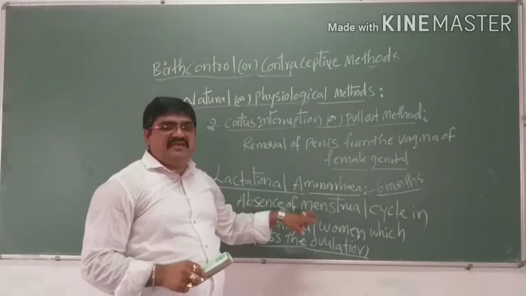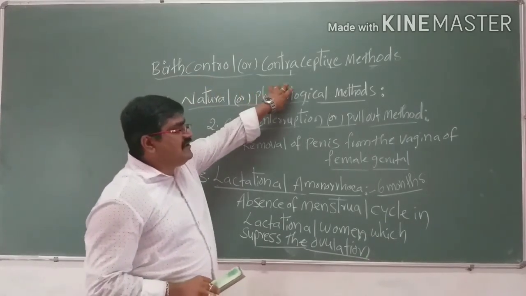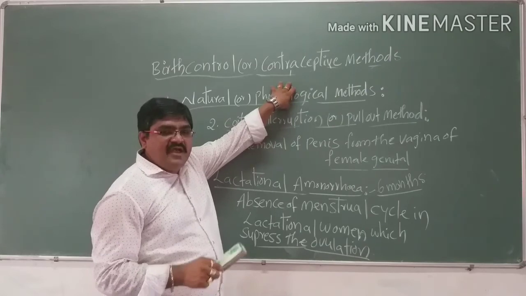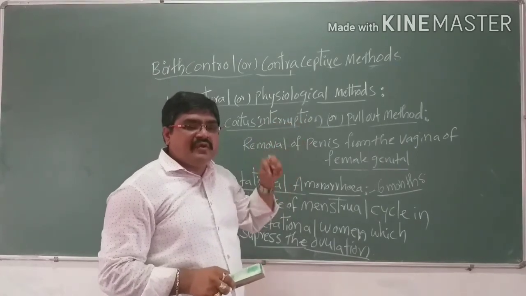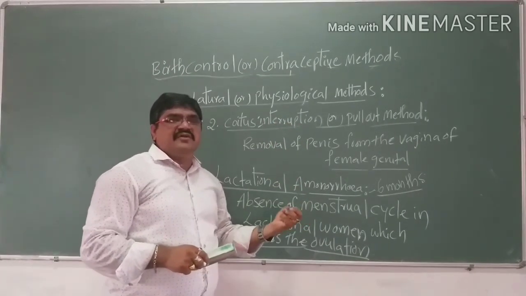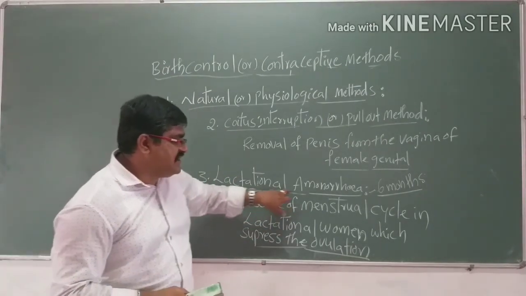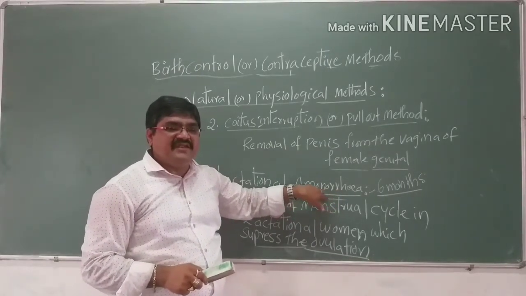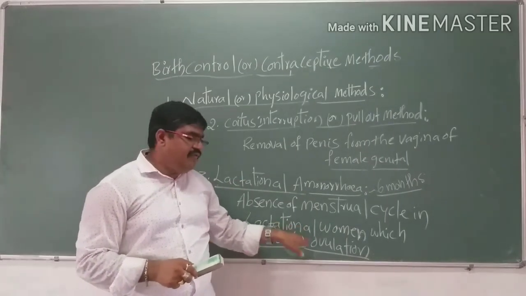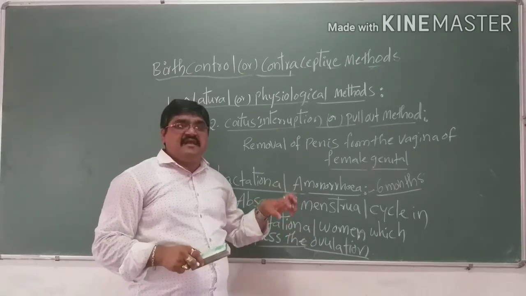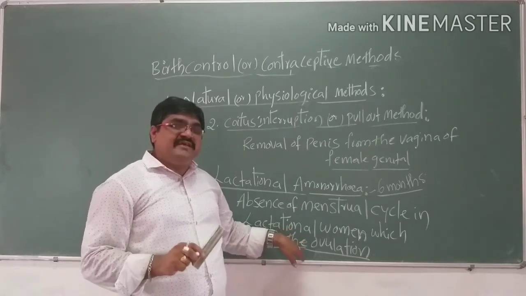So these are the three methods of the natural or physiological methods. One is the rhythmic method, knowing about the menstrual cycle. The second is coitus interruption or the pull out method, where the penis is removed from the vagina during sexual interaction before the semen is released. And the last is lactational amenorrhoea, where the menstrual cycle is absent in lactational women up to 6 months, the ovulation is suppressed, so pregnancy is not produced up to 6 months.